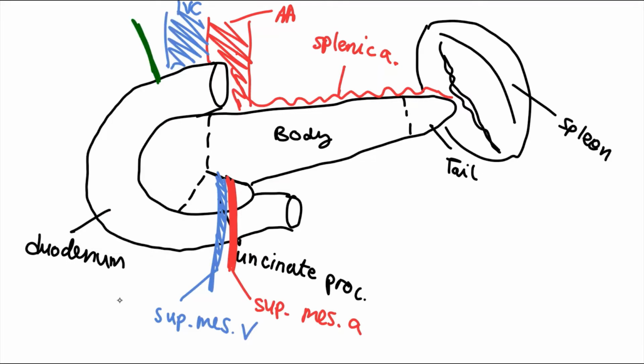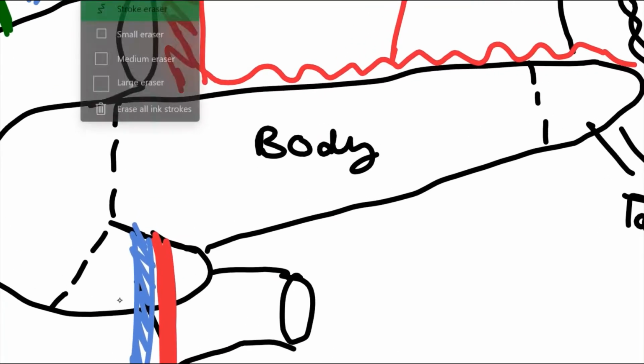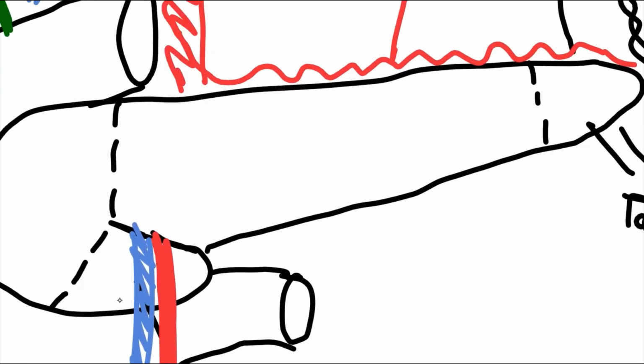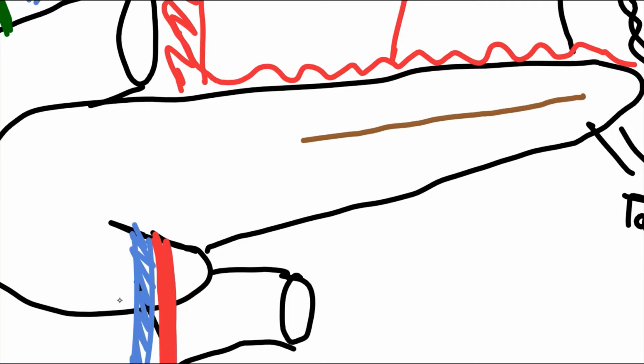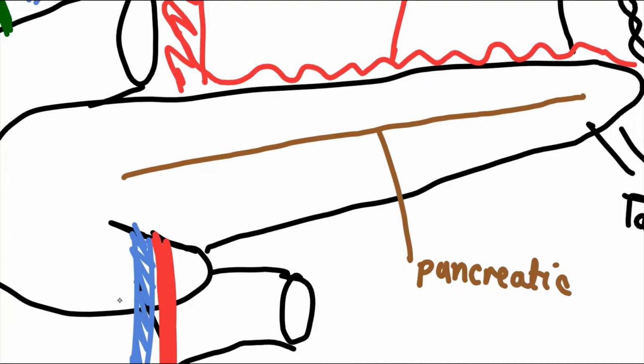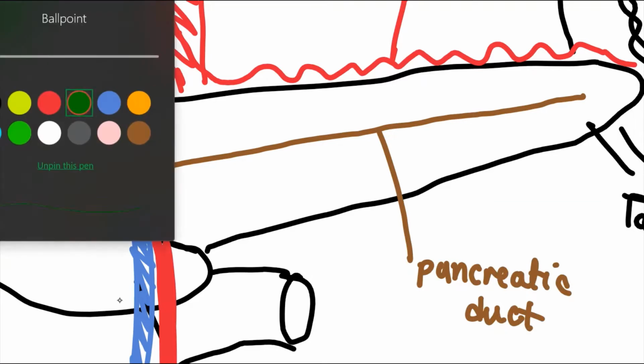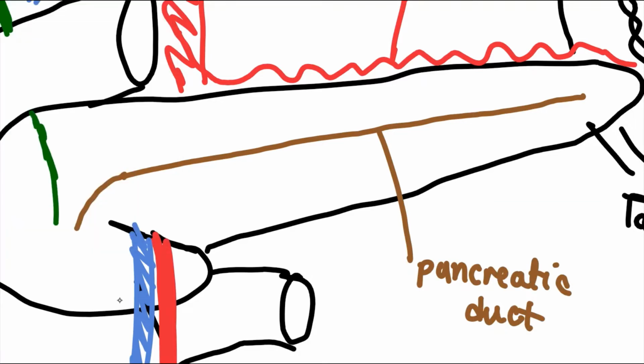So let's look at the ducts of the pancreas. We have the pancreatic duct, which starts from the tail of the pancreas and runs along the body, and it joins with the bile duct to form the ampulla of Vater, or the hepatopancreatic ampulla. This then enters into the descending part of the duodenum, and it is called the major duodenal papilla.